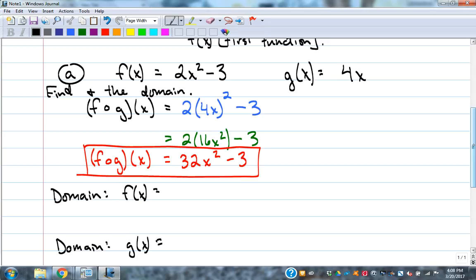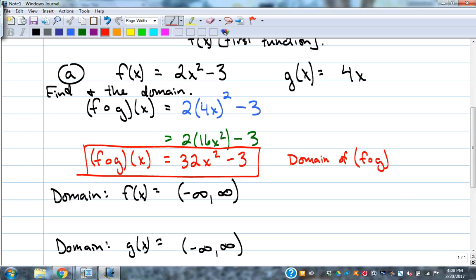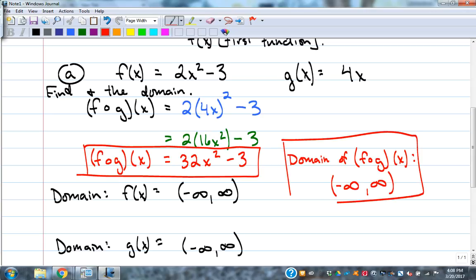The domain of f of x would be negative infinity to positive infinity, and the domain of g of x is the same thing, because there are no restrictions on those. Because there are no restrictions on either of those, there can't be any restrictions on the composite function. So the domain of our composite function would be negative infinity to positive infinity, or all real numbers, however you want to write that.